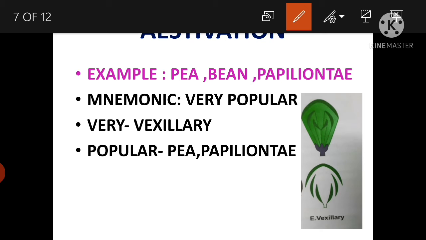An example for this is Pea, Papilionaceae. To remember this one, you can use the example 'very popular'. So V stands for vexillary and P stands for Pea.